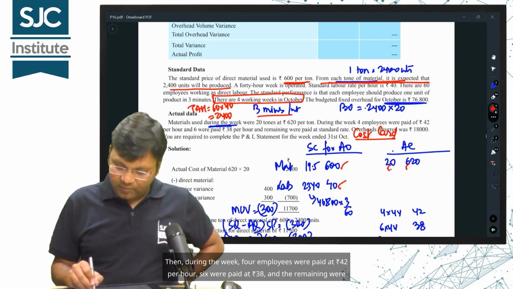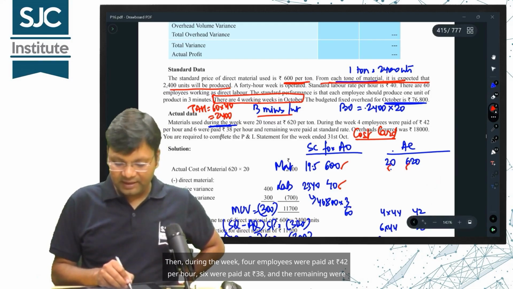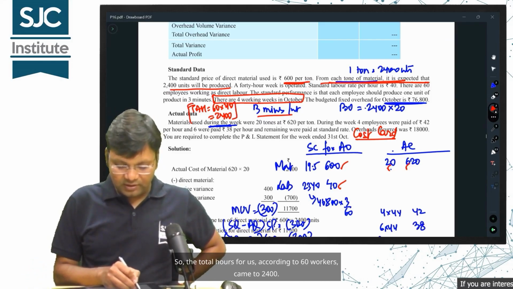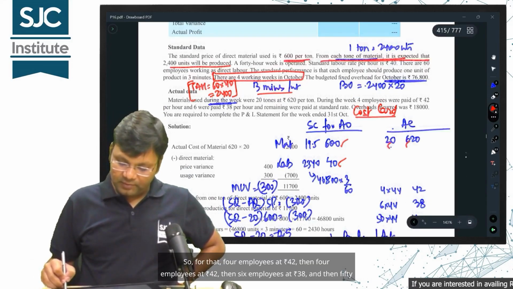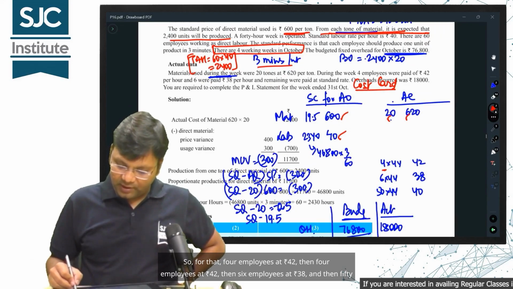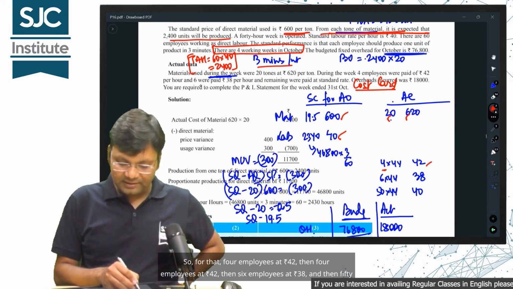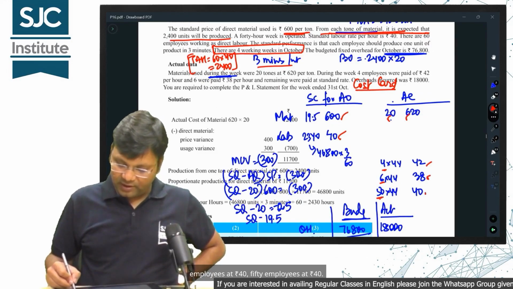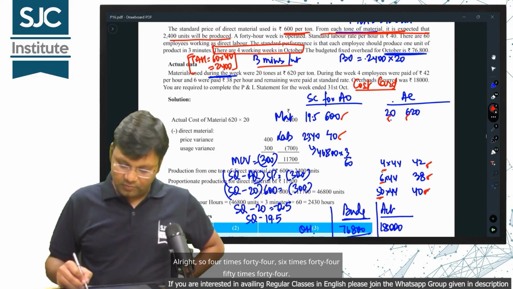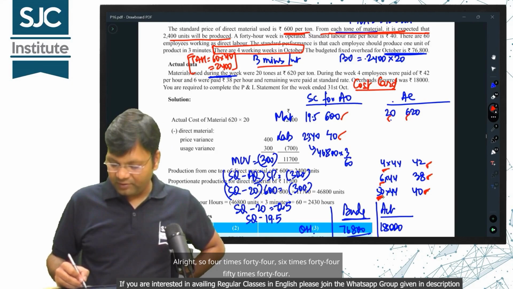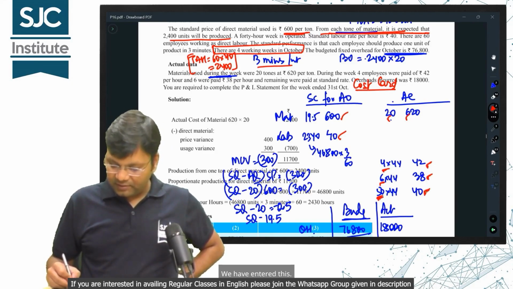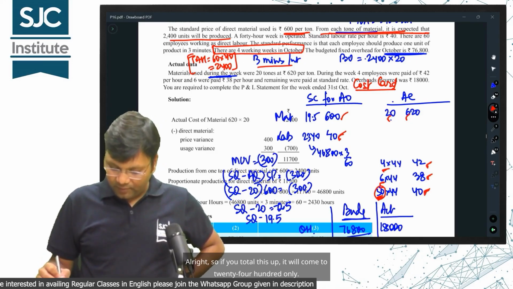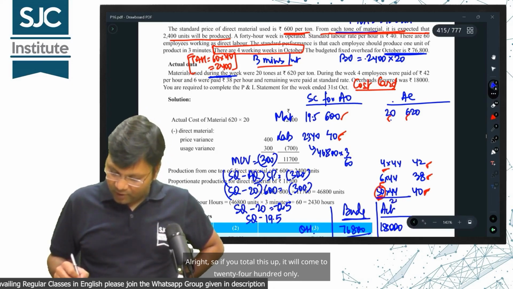Then, during the week, 4 employees were paid at 42 rupees per hour, 6 were paid at 38 rupees, and the remaining were paid at the standard rate. So, the total hours for us, according to 60 workers, came to 2,400. So, for that, 4 employees at 42 rupees, then 6 employees at 38 rupees, and then 50 employees at 40 rupees. Alright, so 4 times 44, 6 times 44, 50 times 44. We have entered this. The standard rate for these remaining 50 employees we already knew was 40. Alright, so if you total this up, it will come to 2,400 only.